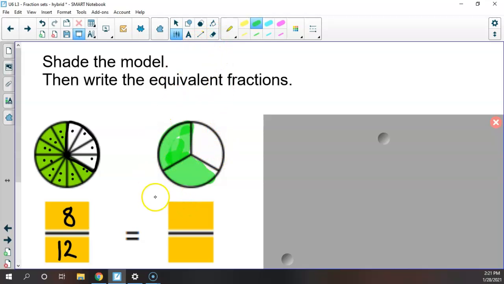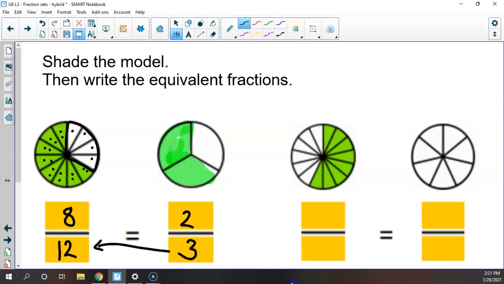Now, looking at that, it looks pretty equivalent to me. It looks equal. So I'm going to go ahead and name this fraction. There are 3 total sections, and 2 of them are shaded. So that would mean that 8/12 is equal to 2/3. And one thing I'm noticing is that 12 is a multiple of 3, as we learned yesterday. All right, let's do another one.